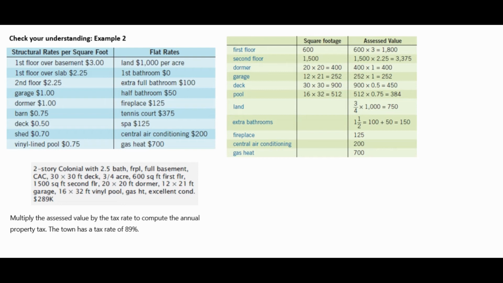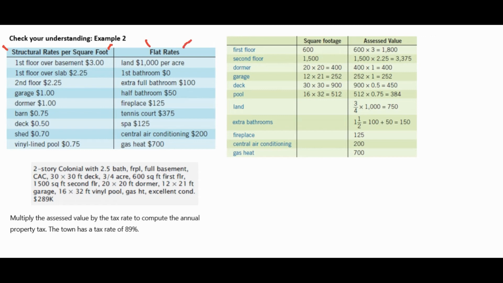All right, example number 2. Checking for understanding. Now in this spot, we're going to figure out how to calculate basically the assessed value of a home. So we have two different things we're looking at, one table and one description. So first let's look at the table. The table breaks down structural rates per square foot, and then it has some flat rates.